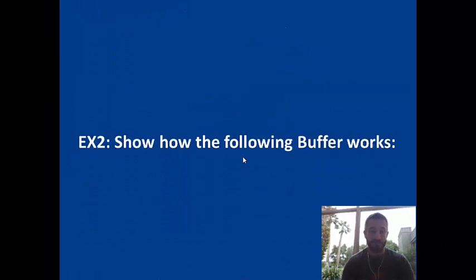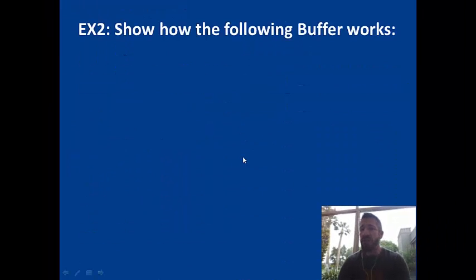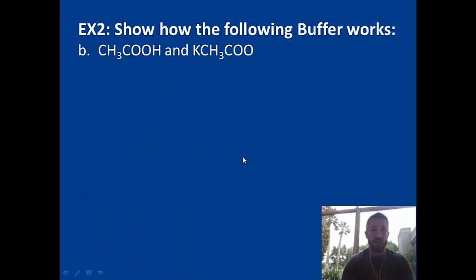Next question. Show how the following buffer works. And we're going to look at a couple examples here. The first one, we're going to look at basically the ones that we said were buffers. We've got acetic acid and potassium acetate. Now, hopefully you remember this. We actually looked at this reaction earlier.